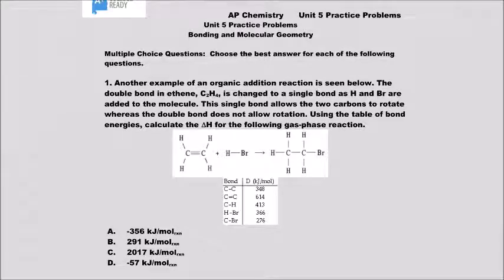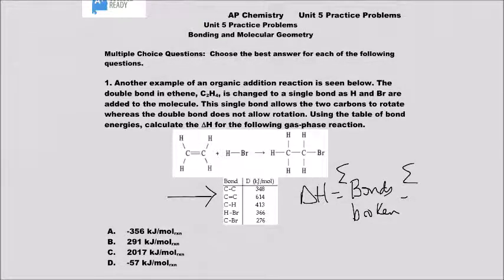All right, well, when we're asked to calculate delta H, and notice our table gives us these individual bonds and the energies associated with either breaking or forming these bonds, we should think we need to use the relationship to find delta H, where we have the sum of the bonds broken minus the sum of the bonds formed. I'm just going to write the word formed.